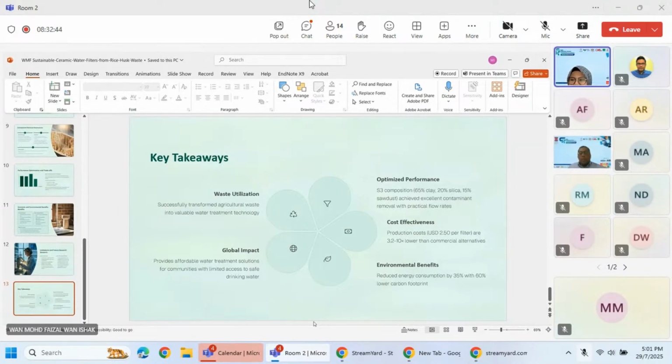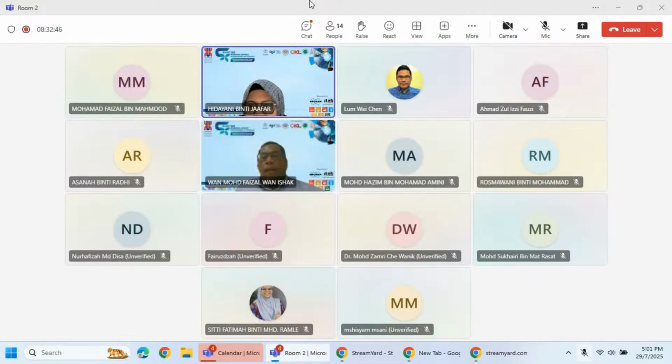Assalamualaikum, PM Dr. Wan. In your opinion, does rice derived silica have strong potential for commercialization in the water purification industry?